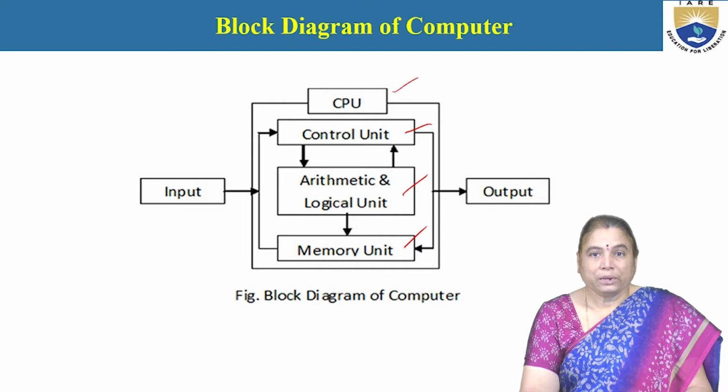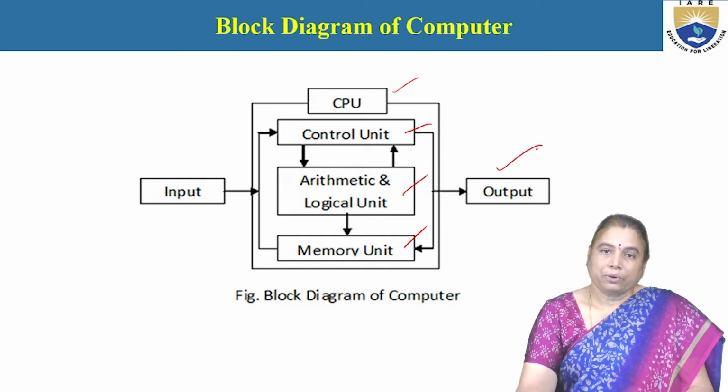The control unit generates the control signals that can monitor and manage various units that are connected with the computer. The coordination among the various functional units can be achieved with the help of control signals that are generated from the control unit.